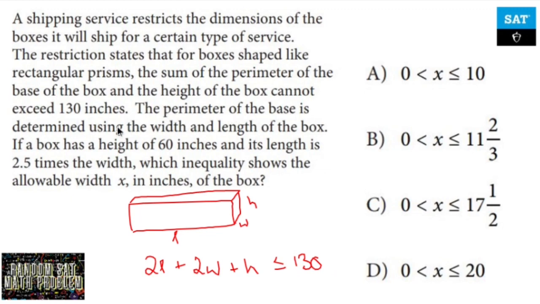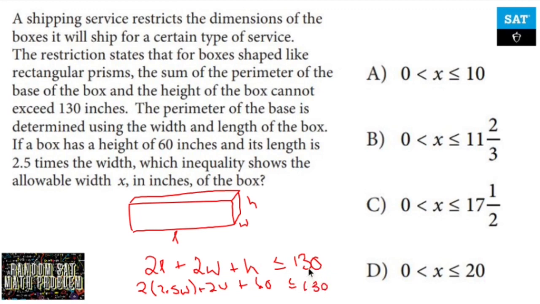The perimeter of the base is determined using the width and the length of the box. Yes. If a box has a height of 60 inches and the length is 2.5 times the width, so let's change some things. The length is 2.5 times the width, plus two widths, and it mentioned that the height is 60, plus 60 has got to be less than or equal to 130.